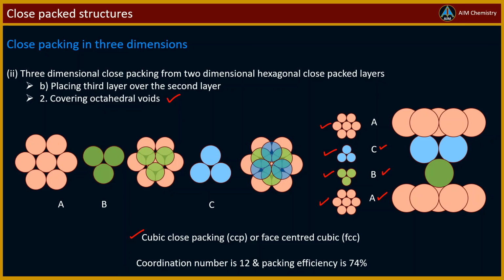In this type of structure also, each sphere is in contact with 12 spheres, and so the coordination number is 12. And 74% space in the crystal is filled, that is, packing efficiency is 74%. With this, we came to the end of the session. In the next session we will see the formula of a compound and the number of voids filled.